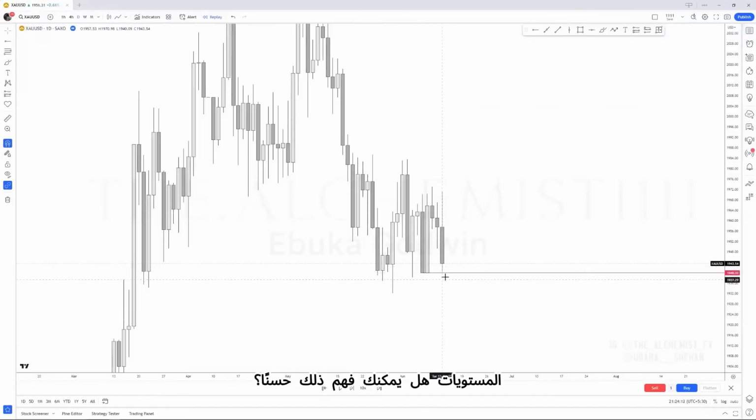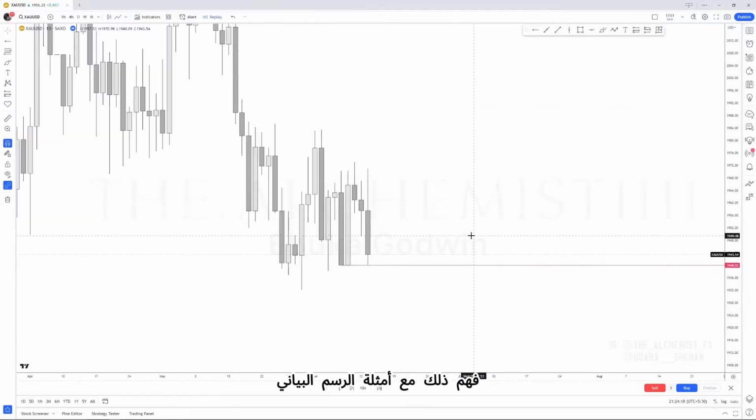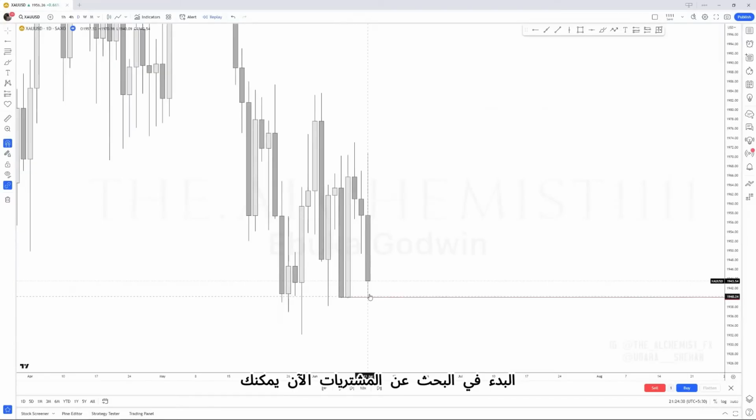Can you understand that? I know it might be a little hard to digest. Don't worry, once you watch the session again and again, you will understand with the chart examples. So now what has happened? It has come back into weekly and daily support, which means now you can start looking for buys. I already had my buy limit set here.